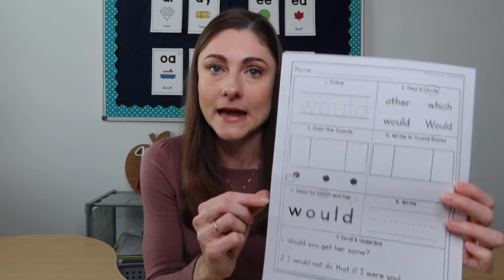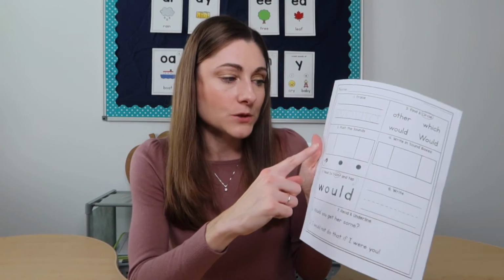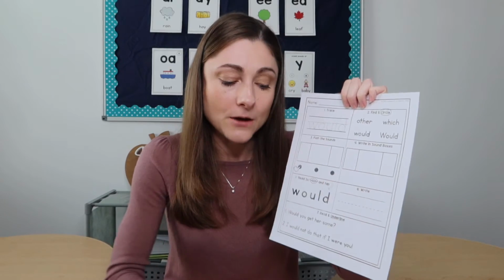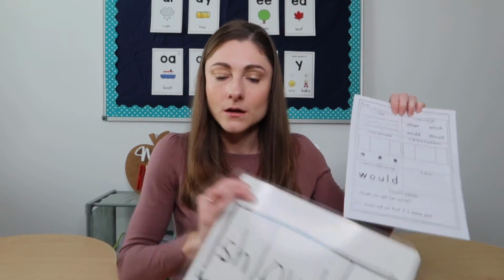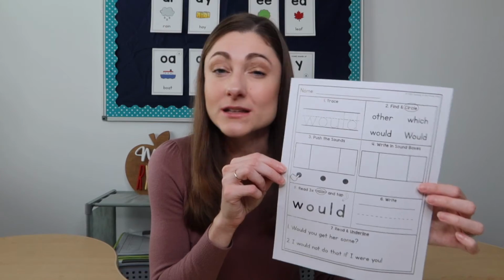When this is flat on a table, which I can't really show you here, you can have them put 3 counters and push 1 counter into a box for each sound. However, I'm just going to show you tapping the sounds. So it would be w, d, right? So they're pushing or tapping the sounds, and then they're going to write it in sound boxes, just like I did for should. The only difference here would be that the W is here instead of the SH. So they're going to write it in sound boxes. They have already seen me do this at least once, maybe more.